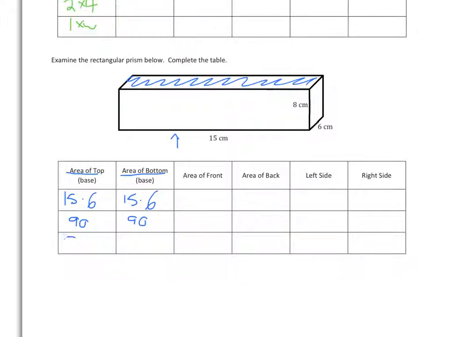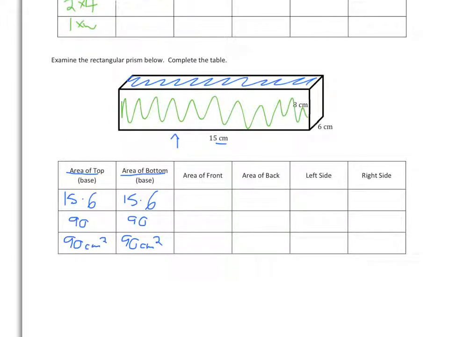So that's 90, and this is centimeters, so 90 centimeters squared. Now we want to find the front and the back. So the front of this shape would be like this, right here, and then the back would be back here, which you can't actually see, but it's back there.